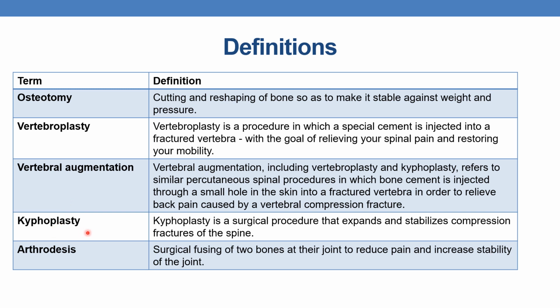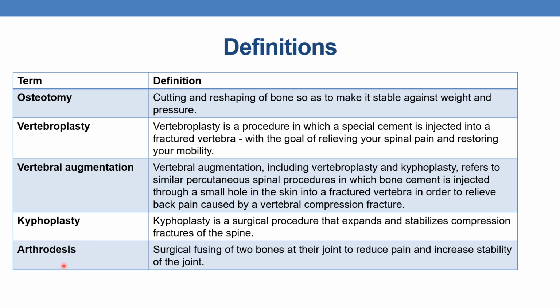Next is kyphoplasty. Kyphoplasty is a surgical procedure that expands and stabilizes. Using kyphoplasty, expansion is achieved, and in that expanded space, cement is placed, which is nothing but vertebroplasty. So vertebral augmentation involves vertebroplasty and kyphoplasty.